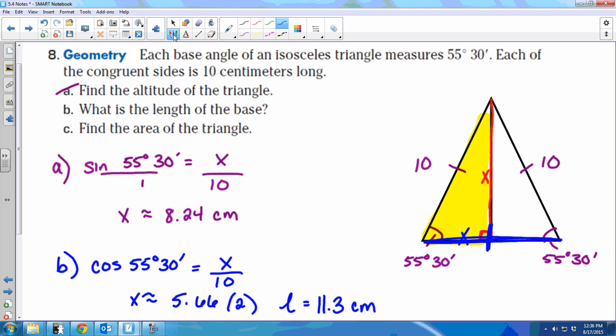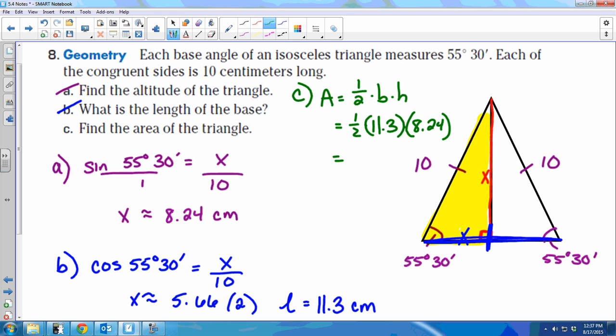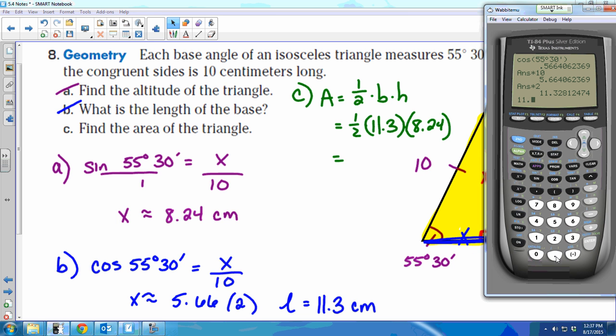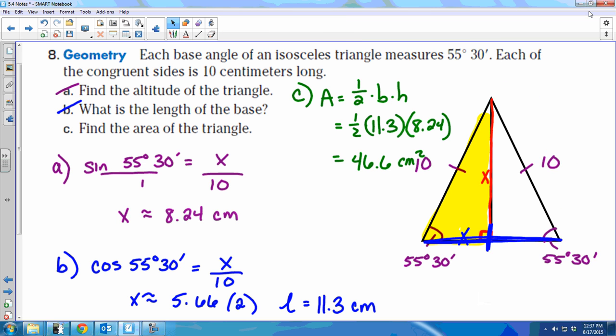And then part C says find the area of the triangle. So how do you find the area of a triangle? Half times base times height. Well, we found the base just now in part B, and we found the height in the first part. We're going to multiply all that together. And we get 46.6 centimeters squared. Any questions on finding sides of triangles using trigonometry?